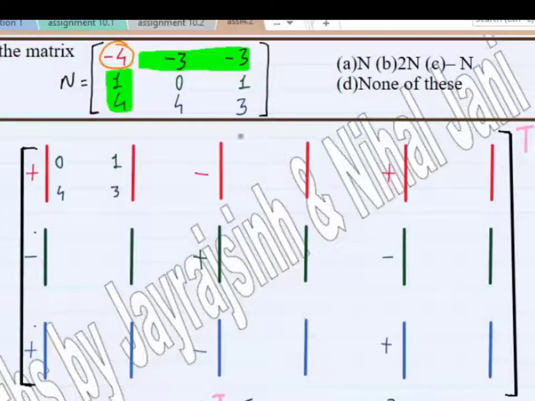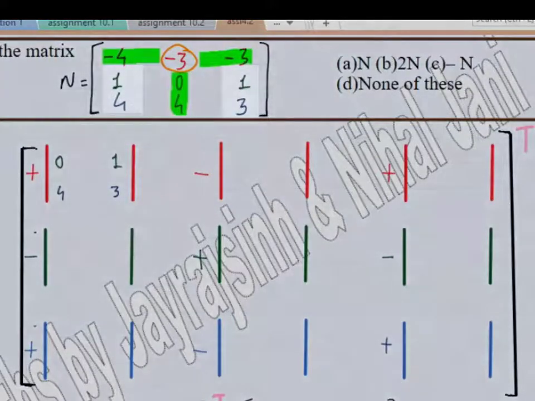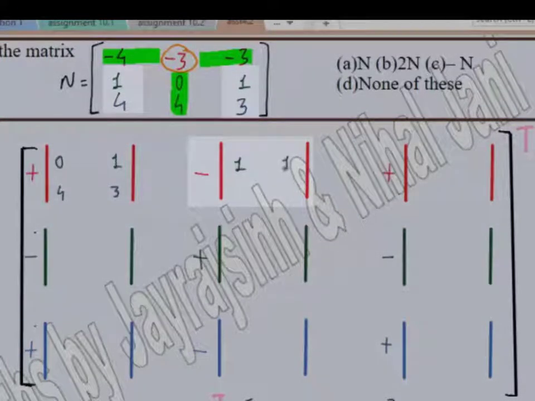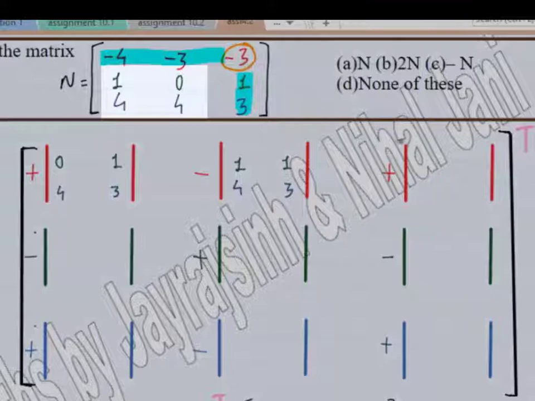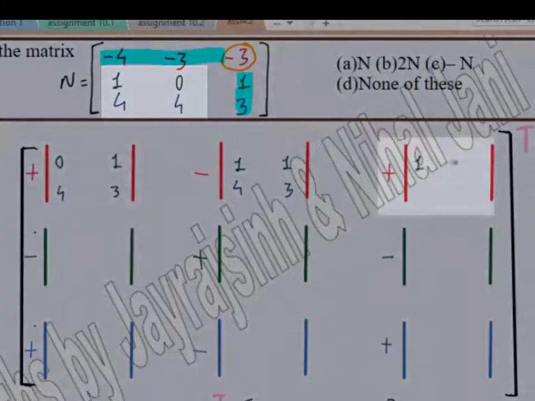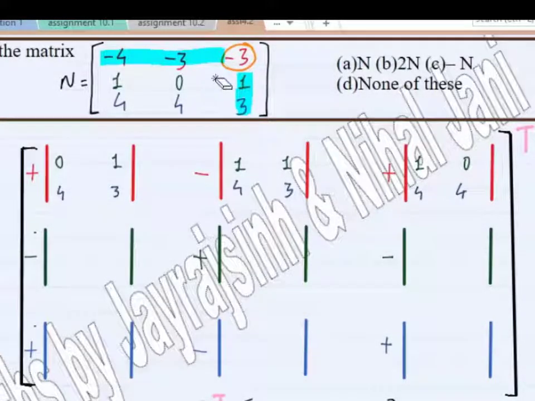Then the cofactor of the next element, at the a12 position, will have a negative sign. We have to ignore the first row and second column. So here we'll get 1 1 4 3. Then the cofactor of a13 will have a positive sign, and after ignoring the first row and third column, we get 1 0 4 4. So here we complete the cofactors of the first row.